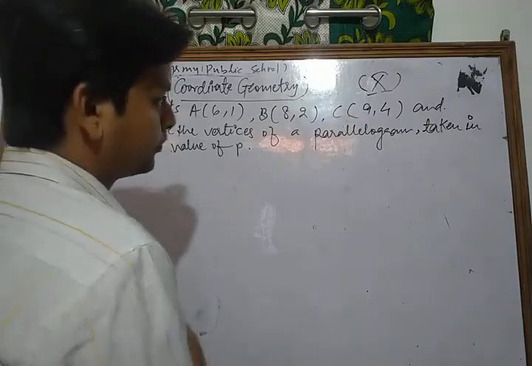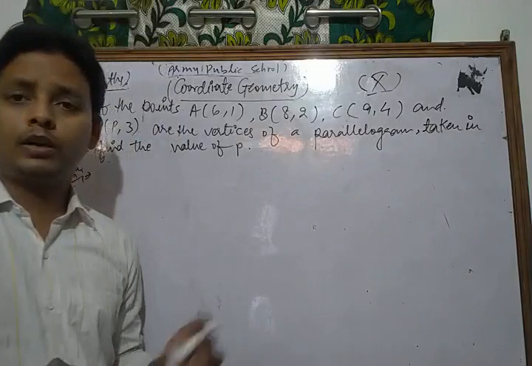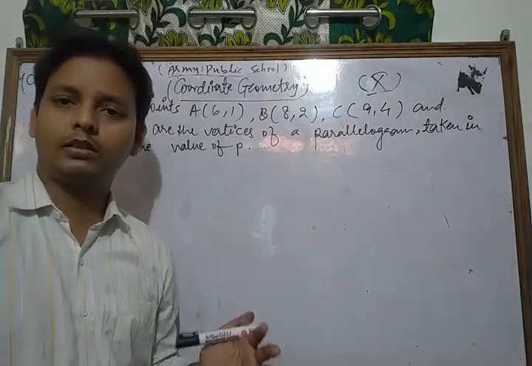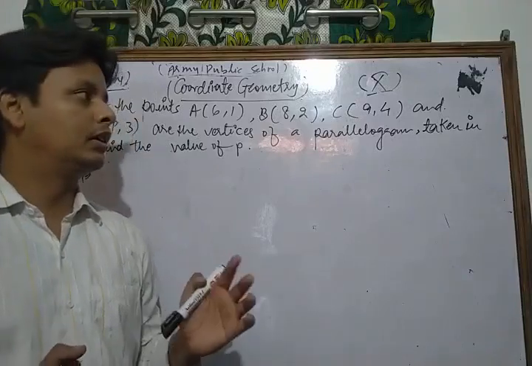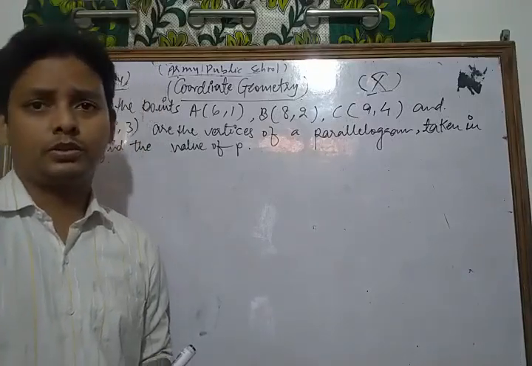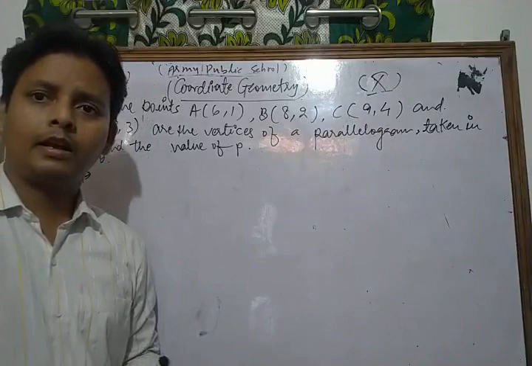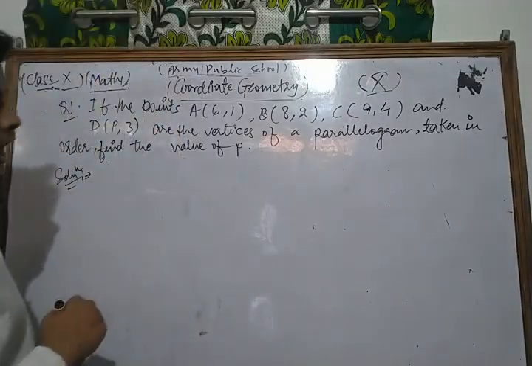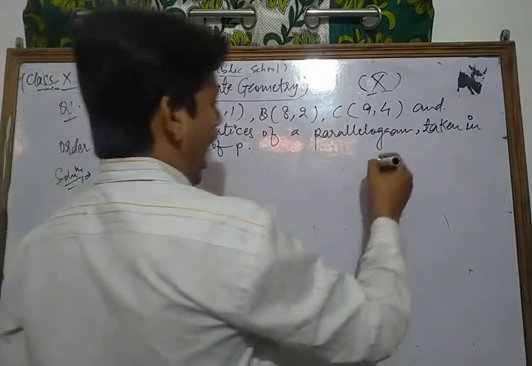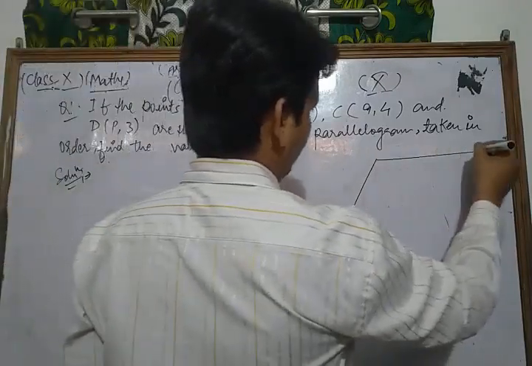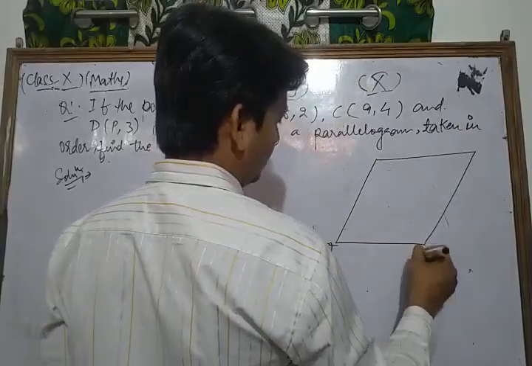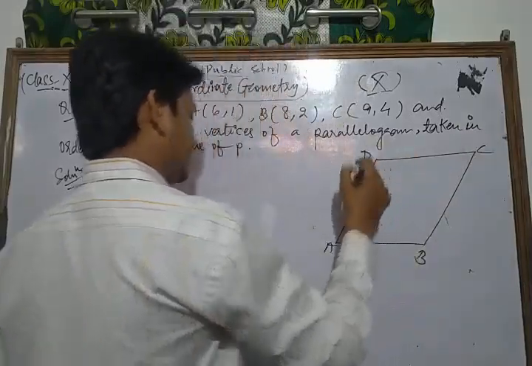Now let's see the solution. What is the process to solve this type of question? This is a very important question related to the chapter coordinate geometry. First of all, we form a parallelogram ABCD.